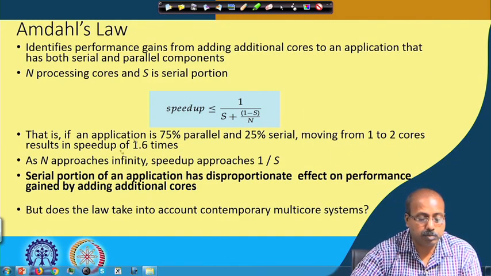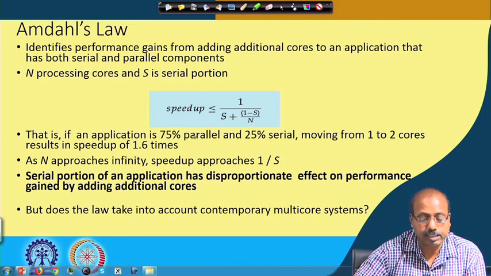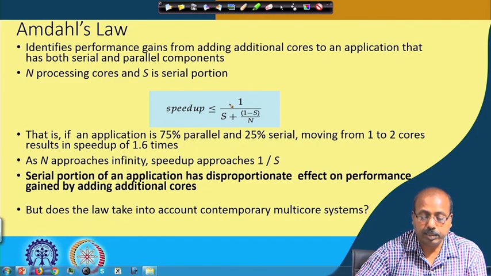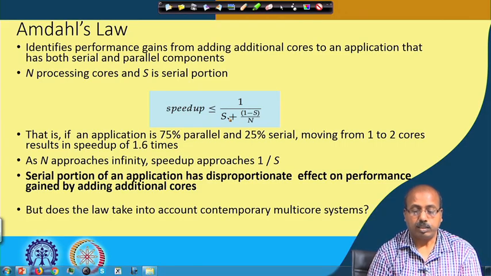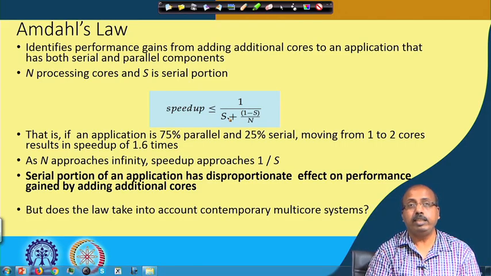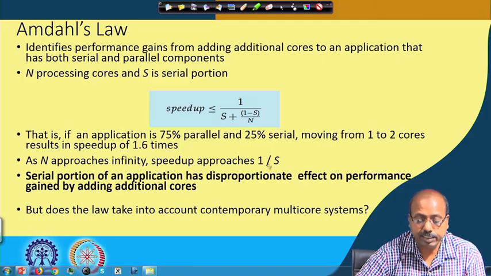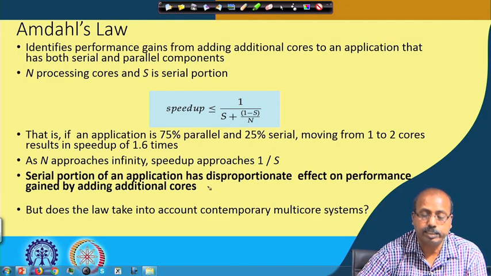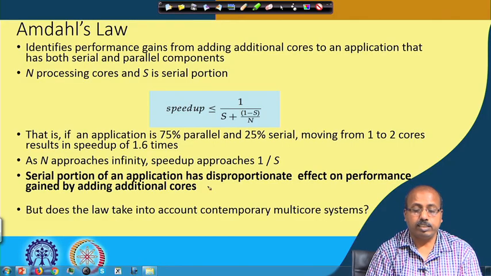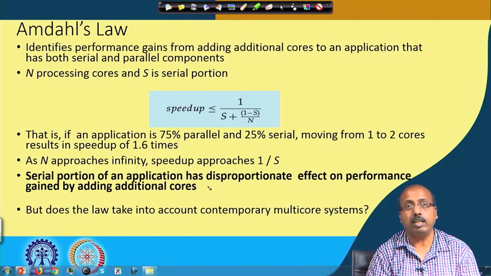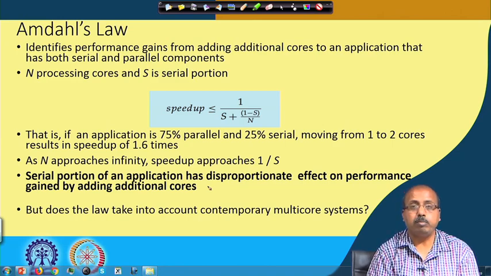Looking into the possible values of this speed up, when n approaches infinity, then this term is almost 0. So, the speed up becomes 1 by S. So, if you have infinitely many processors, then the speed up will be given by 1 by S. As you can see, the serial portion of an application has a disproportionate effect on the performance gain by adding additional cores. Even if I add an infinite number of cores, the speed up will be 1 by S.